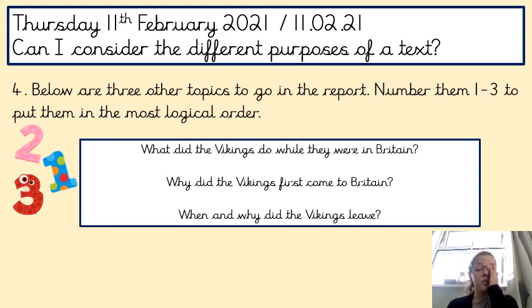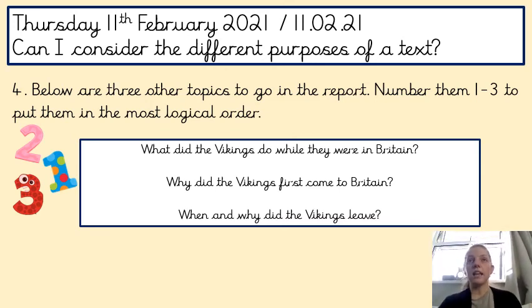Okay, in the last part for today's lesson, because we're going to revisit question 5 tomorrow, it says below are 3 other topics to go in the report. Number them 1 to 3 to put them in the most logical order. So you need to think again about the different subjects and the different discussion topics you might expect to see in a report on Vikings.